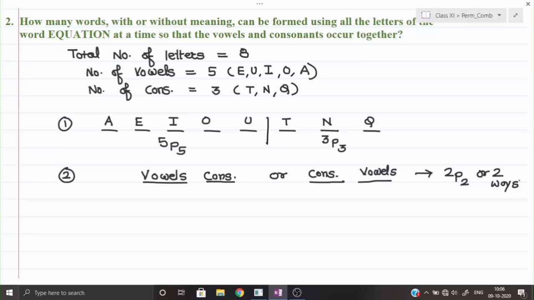Now one more thing, 5P5, 3P3 and 2P2 are parts of the whole process. 5P5 is one part, 3P3 is the second part and 2P2 is again a part of the process. So all will be multiplied. Okay, so first of all, we shall write down the solution further.